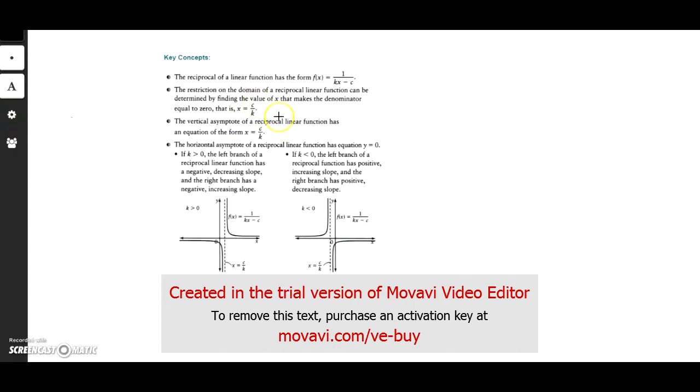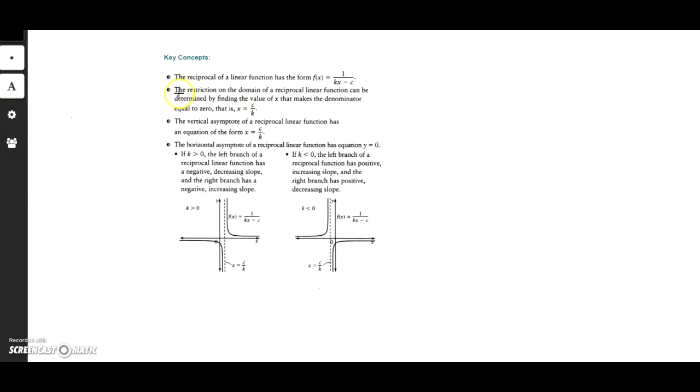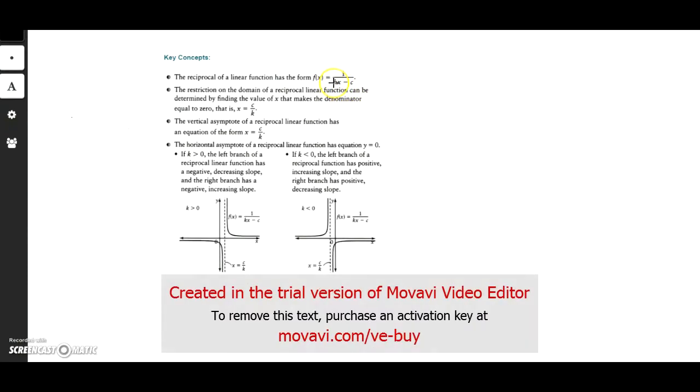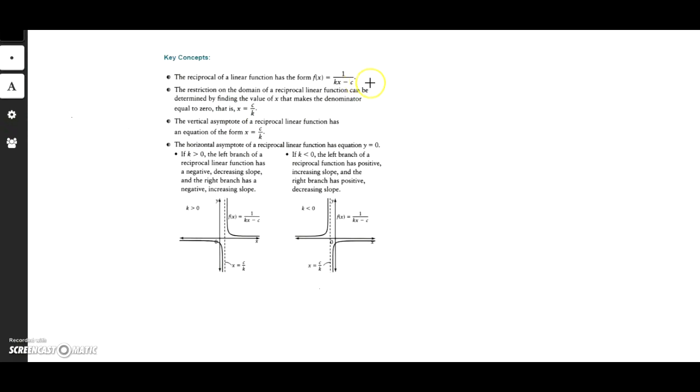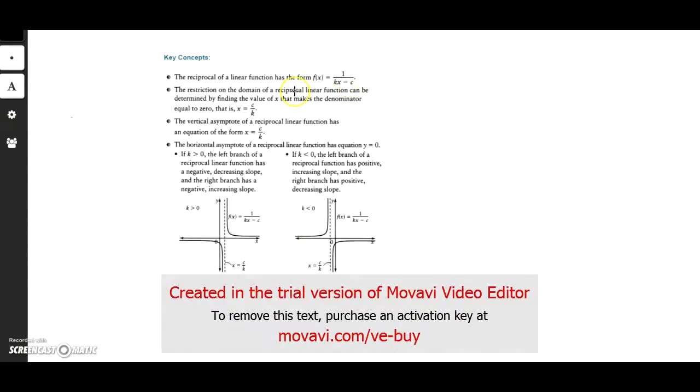So coming to the end of the unit, the key concepts. The reciprocal of a linear function has the form f of x equal to 1 divided by kx minus c, where k is a constant. The restriction on the domain of a reciprocal linear function can be determined by finding the value of x that makes the denominator equal to 0, x equal to c by k. I further demonstrated this in my earlier examples where the x value is taken out. The same applies to the vertical asymptote.